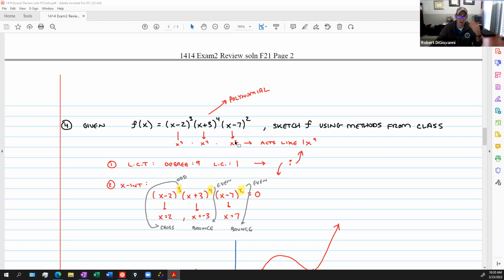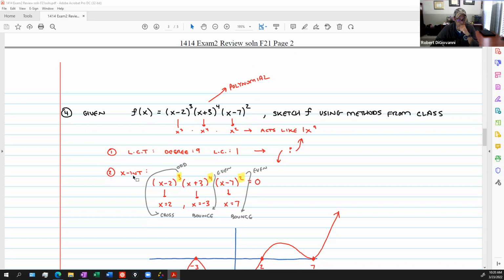I'm just thinking, okay, the highest power of x I get here is x cubed. Highest power of x I get here is x to the 4th. Highest power of x I get here is x squared. If I were to multiply those together, I would get an x to the 9th power. That means the degree is odd. And then the leading coefficient is a 1, because all of these x's have 1s in front of them. So because the degree is 9 and the leading coefficient is 1, I go to that table. I know my left side goes down, my right side goes up. Is that okay, Javier?